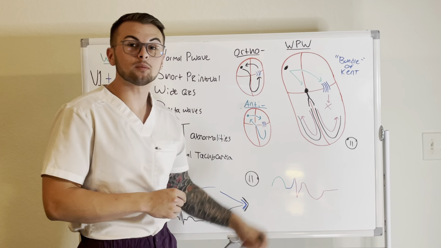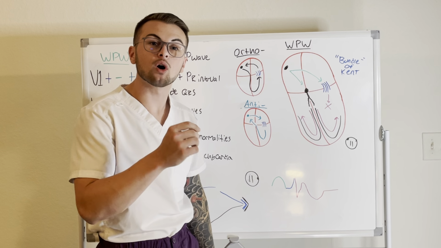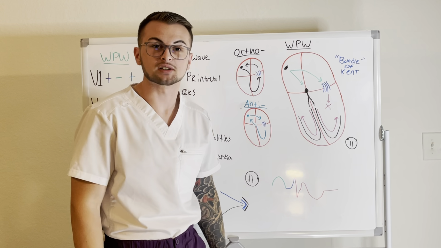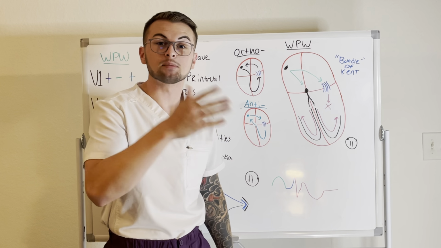So the next thing that we need to know about Wolff-Parkinson-White syndrome is that it can travel orthodromically or antidromically. So ortho means correct, think like orthodoxy. Anti means the opposite or antichrist, right? Think the opposite of Christ.